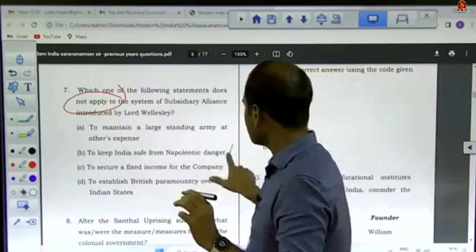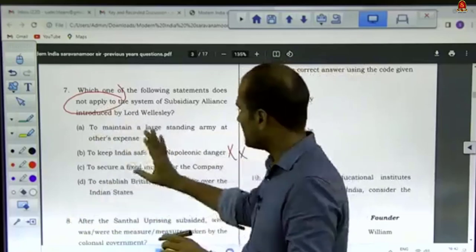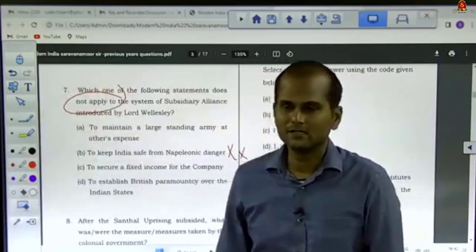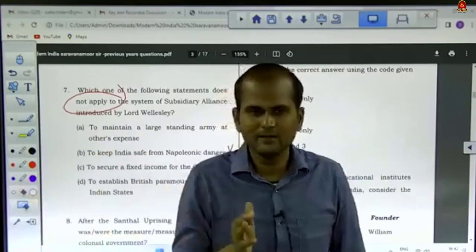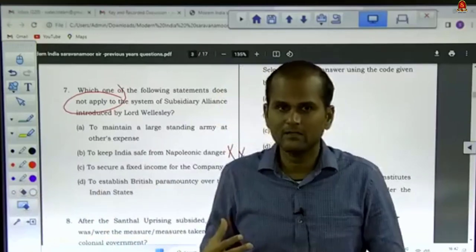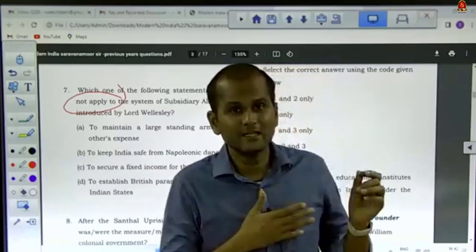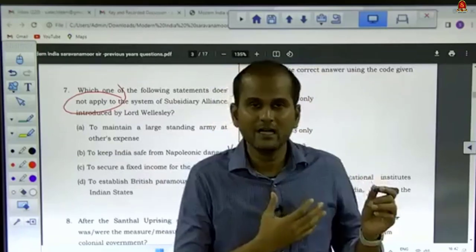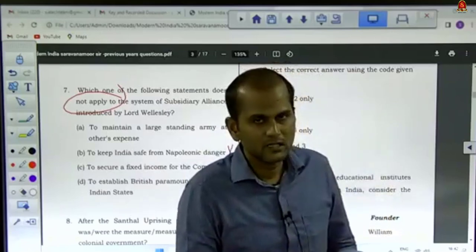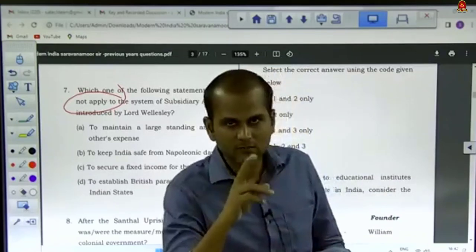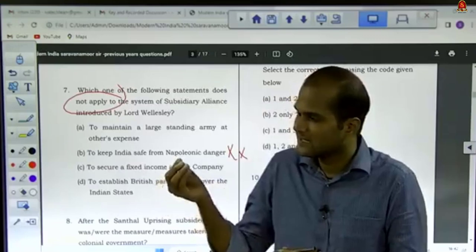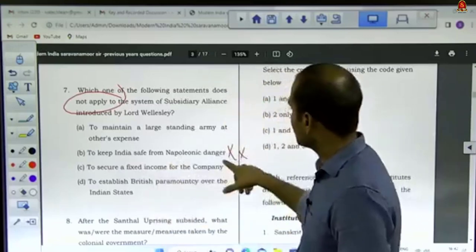Thus, not applicable. The second statement is automatically ruled out, because that is the main reason. It's very interesting: when Wellesley was appointed as Governor General in London, before coming to India, at that time itself there was a warning. Wellesley, be careful. Napoleon was already in Egypt, after his success in the Italian campaign. Be careful, at any point of time Napoleon may come to India and may join with Tipu Sultan, and may join with Marathas. Marathas is not possible. May join with Tipu Sultan. Be careful. So Wellesley was cautious when he came to India. That's why this is ruled out.